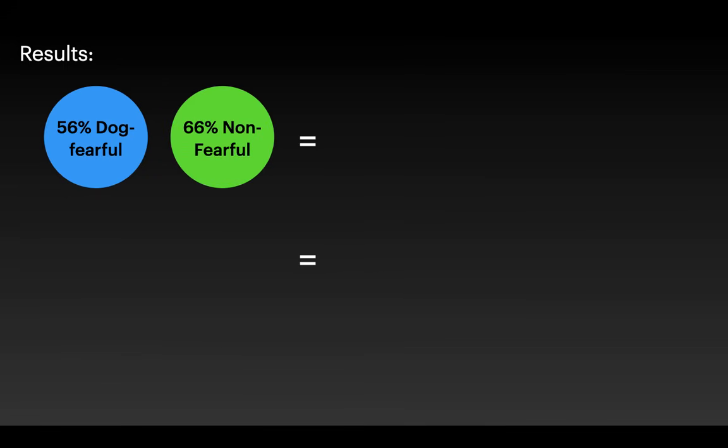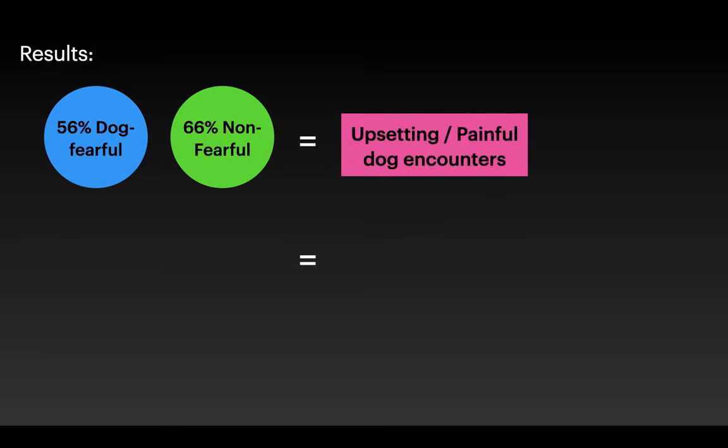So the results showed that 56% of dog fearful and 66% of non-fearful participants had upsetting or painful dog encounters. So what does this show? That 66% of participants, a higher percentage, were not afraid of dogs, but they also had upsetting experiences with dogs. That means they've gone through painful experiences with dogs. Just like me, my dogs have bitten me before, but I'm not afraid of dogs. I love dogs, because I have a self-belief in me that I love dogs.